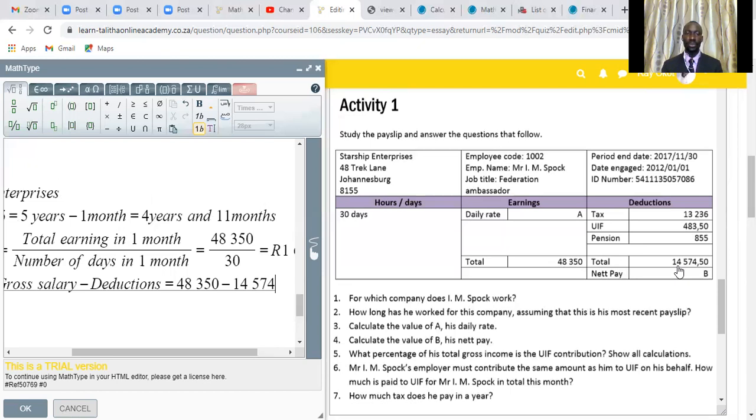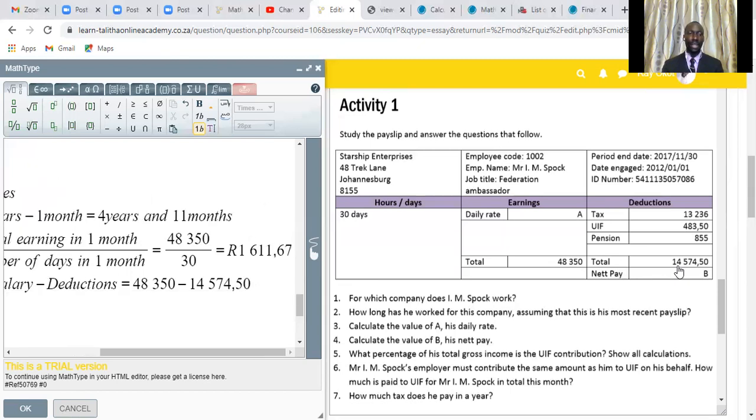574.50. Okay, so now from here, let's get our calculator. So we have what? 48,350 minus 14,574.50. When we do that, what do we get?